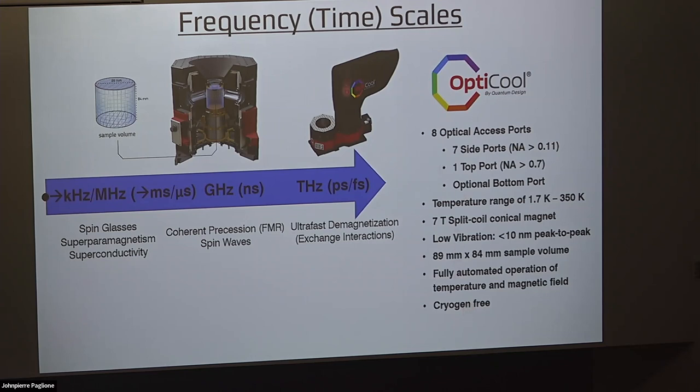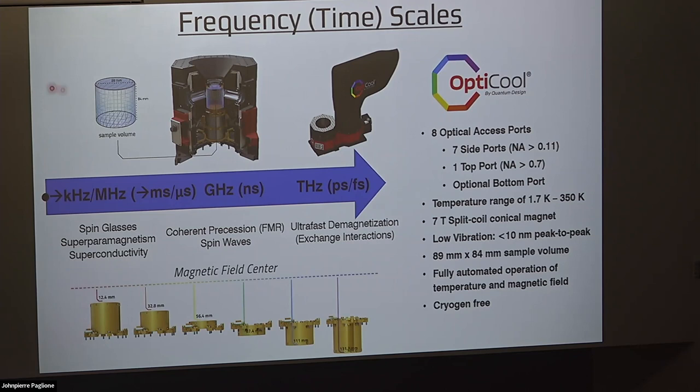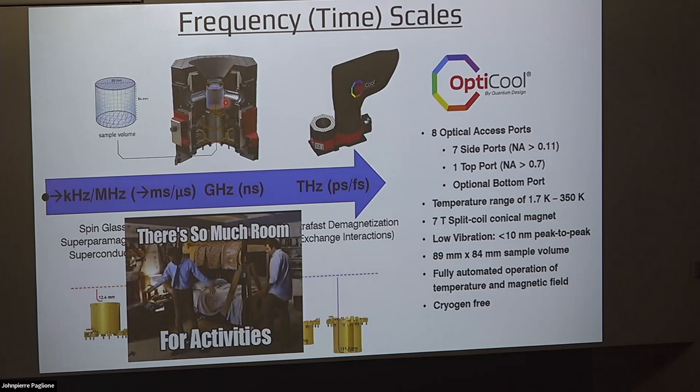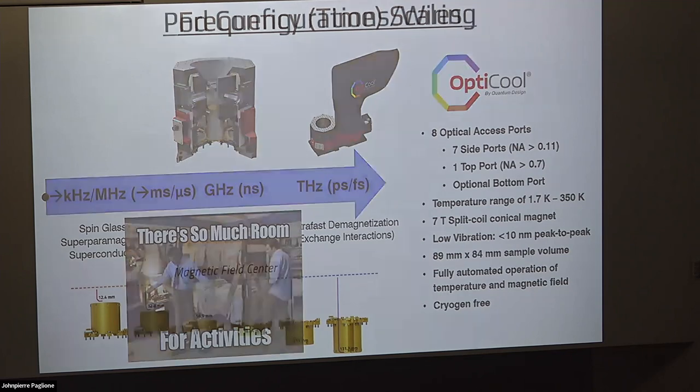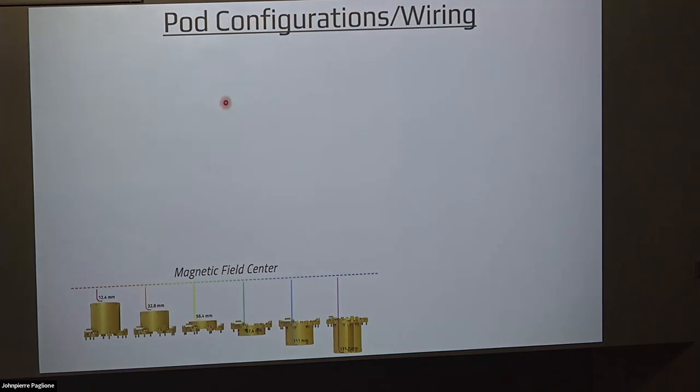There's basically a closed cycle helium refrigerator chugging away in here, keeping everything nice and cold, and everything is conduction cooled in here. You also have access to this negative space region down here. We can give you different sample pods, so you can have a lot of room for experiments. Those of you who are used to a PPMS, confined to that 1-inch diameter bore, the operative phrase here is there's just so much more room for activities in an OptiCool for you to design what you need to do. So again, different pod configurations.